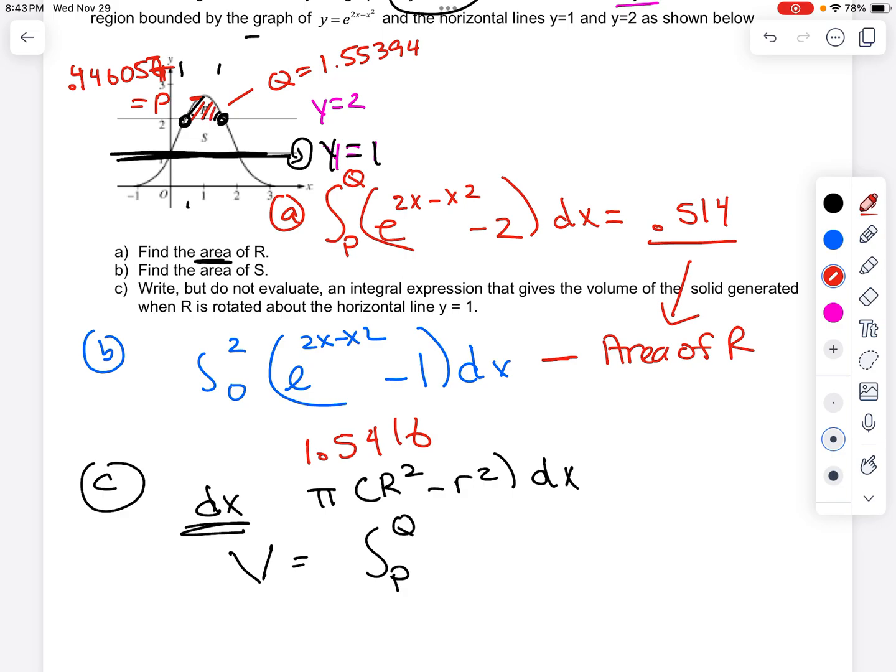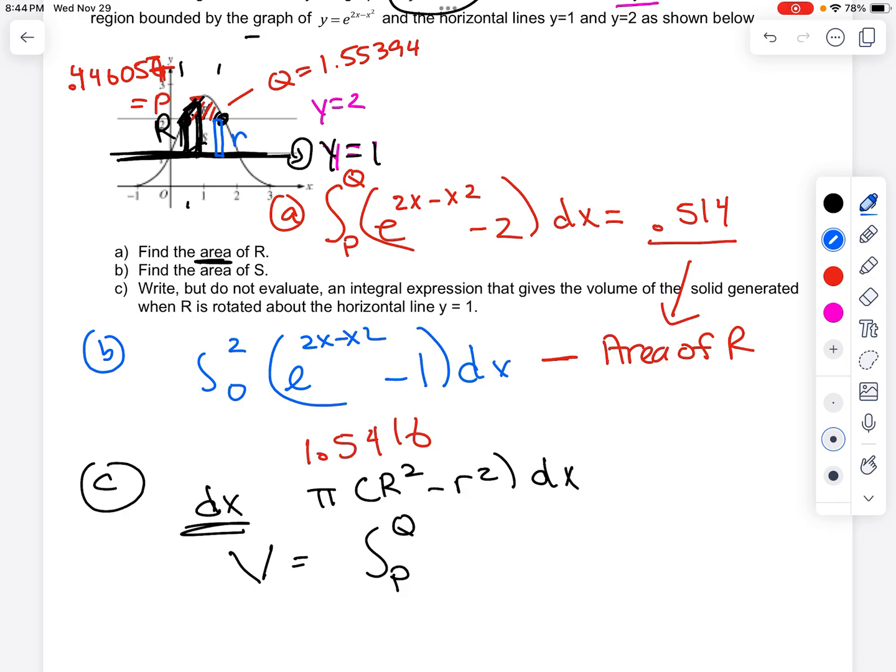Okay. So your big R, remember, you want to touch your axis of revolution, cover the shaded region, and go all the way up to the function. Sorry about that. So this is going to be your big R. Your little r is going to be just the hole, which is the non-shaded region. So that's your little r.